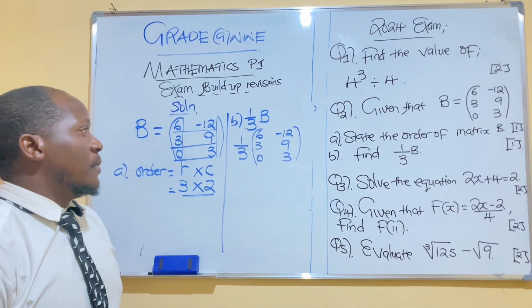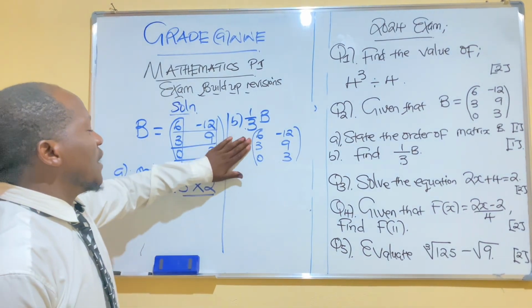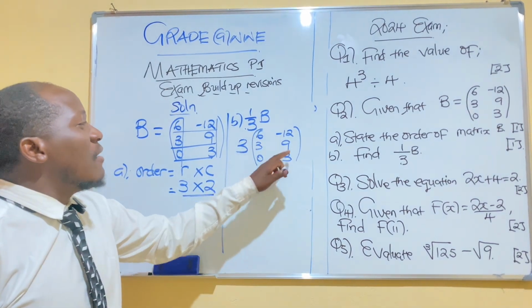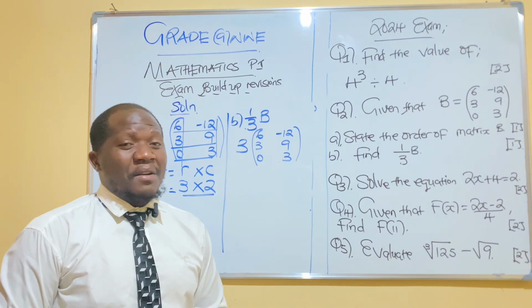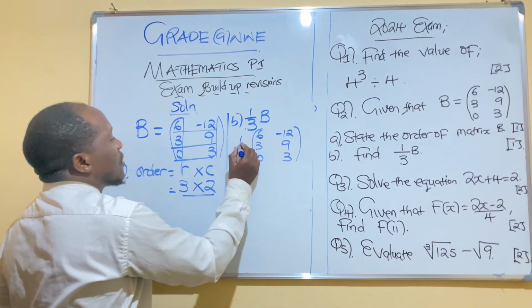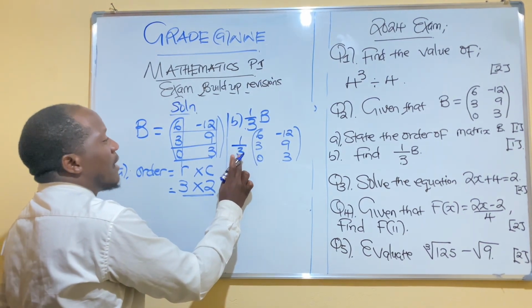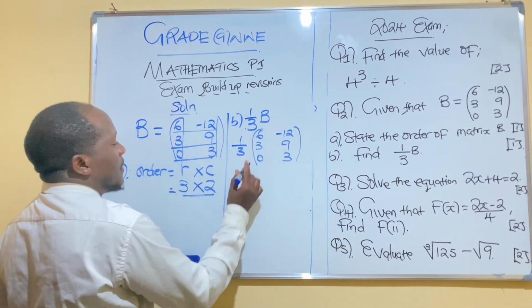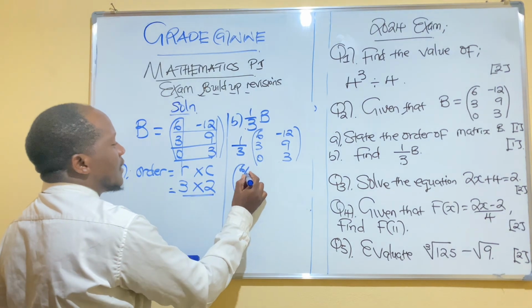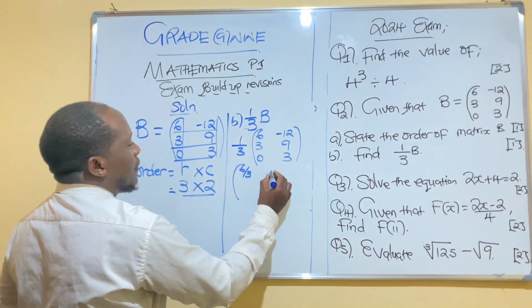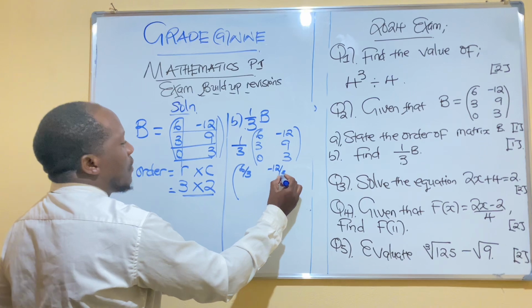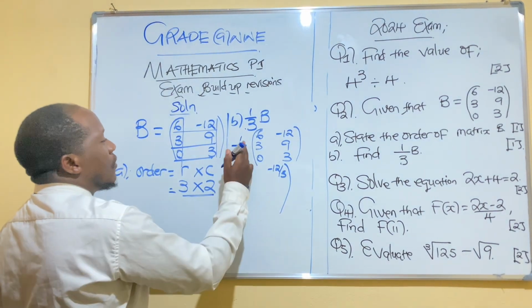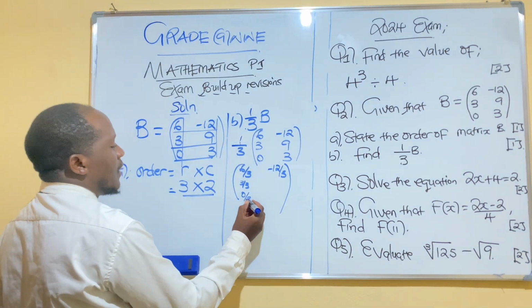If in front here there was just a 3, we would have used this 3 to multiply with every component inside the matrix. Now that it's in a fractional form, it simply means this number should be divided into every number in here. So 1 times 6 gives us 6 over 3. 1 times negative 12 is negative 12 over 3. Then 1 times 3 is 3 over 3. 1 times 0 is 0 over 3.